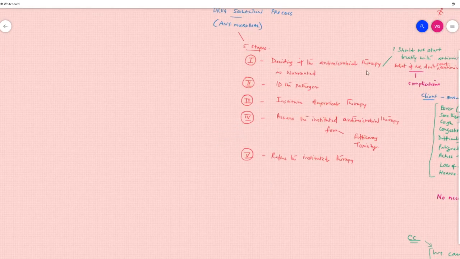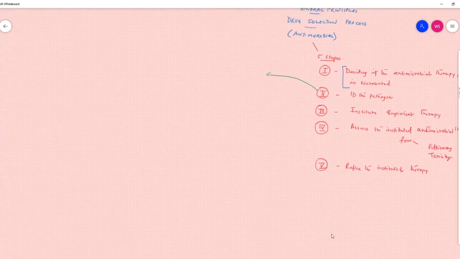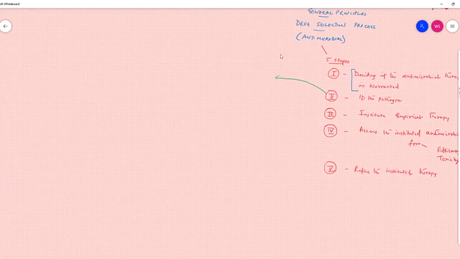Deciding if the antimicrobial therapy is warranted. Okay, so this is what we have been discussing until now. Which brings us to the second one. What is the second one? Identifying the pathogen. Okay, so now we are going to discuss aspects of identifying the pathogen.